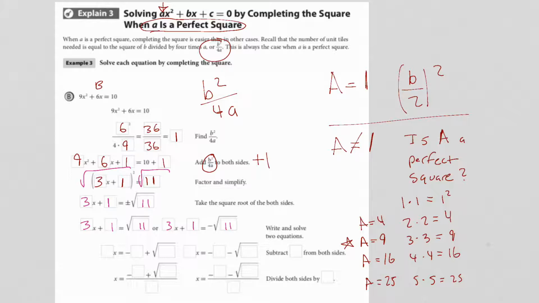And then we do the algebra. We subtract 1 from both sides, and you're going to get basically two answers for x: negative 1 plus the square root of 11 divided by 3, and negative 1 minus the square root of 11 divided by 3, because we subtracted 1 from both sides and divided both sides by 3. So hopefully this makes sense.